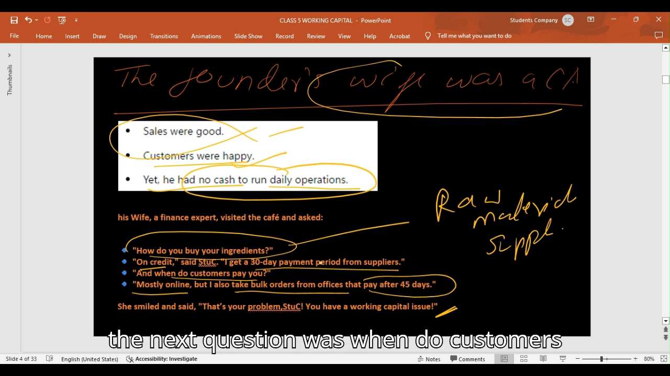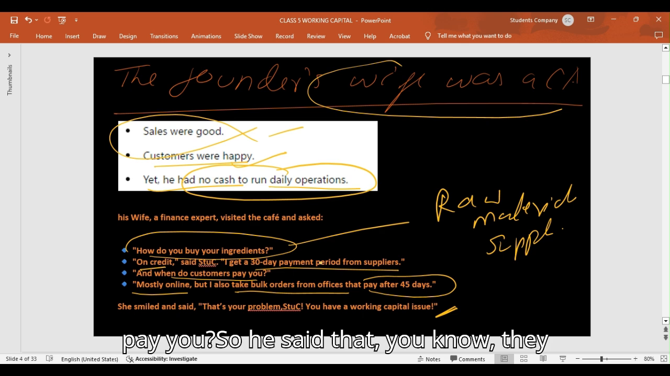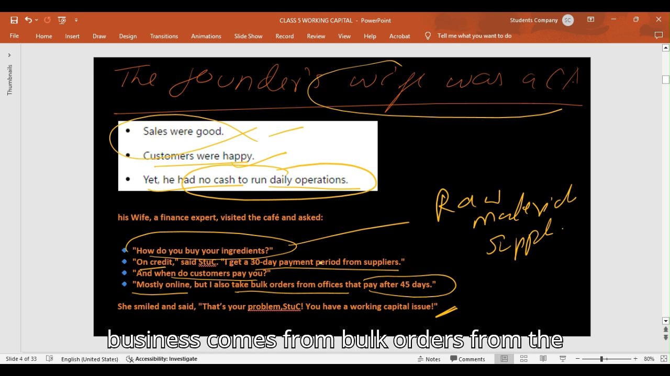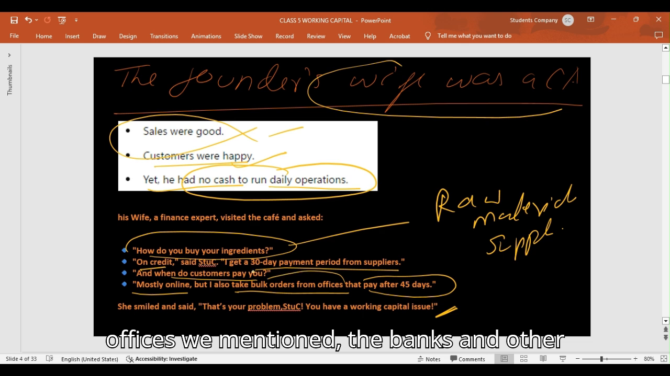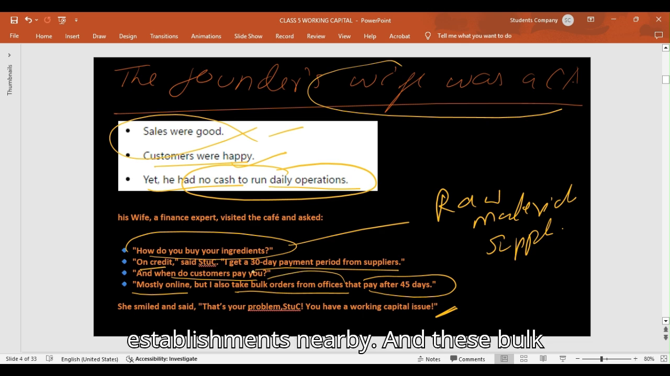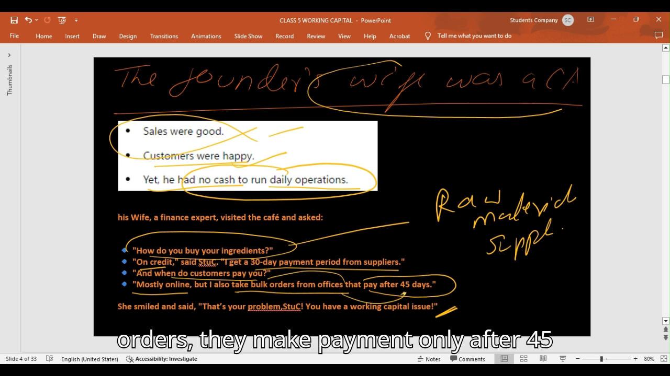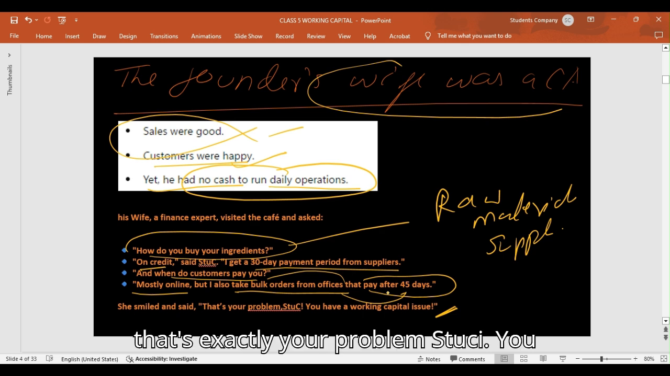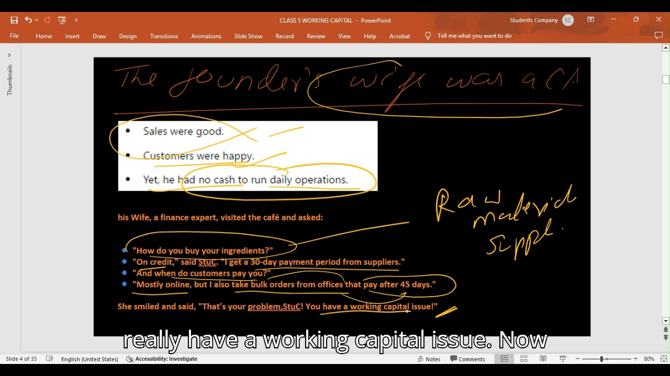And the next question was, when do customers pay you? So he said that they are mostly online, but his main business comes from bulk orders from the offices we mentioned, the banks and other establishments nearby. And these bulk orders, they make payment only after 45 days. So now she smiled and said, "That's exactly your problem, Stussy. You really have a working capital issue."